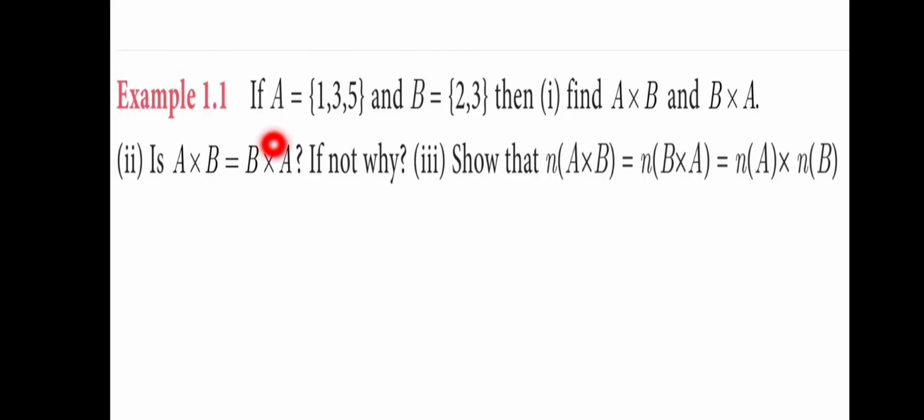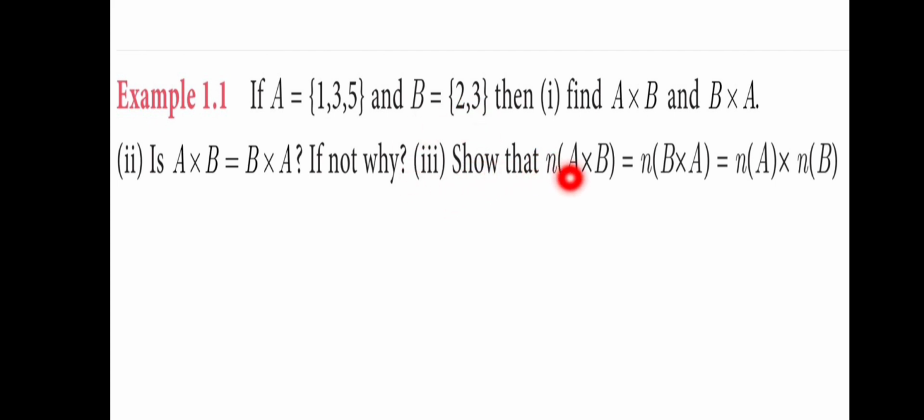Example 1.1: if A is equal to {1, 3, 5} and B is equal to {2, 3}, then find A cross B and B cross A. Look at the second one: is A cross B equal to B cross A? If not, why? We have to say whether they are equal or not, and if they are not equal, we have to justify the answer. And look at the third one.